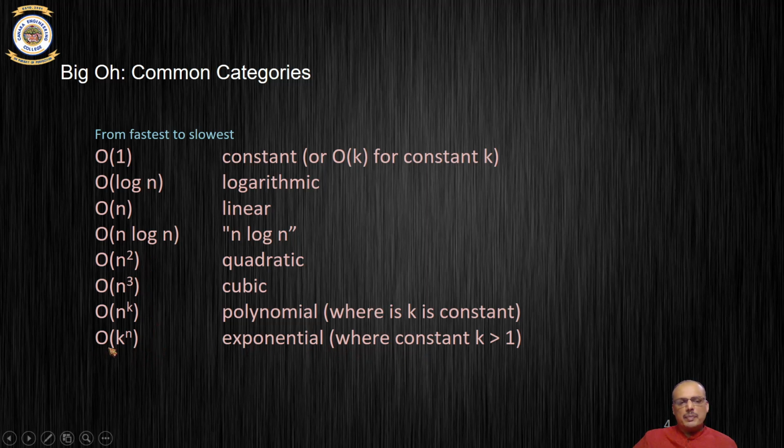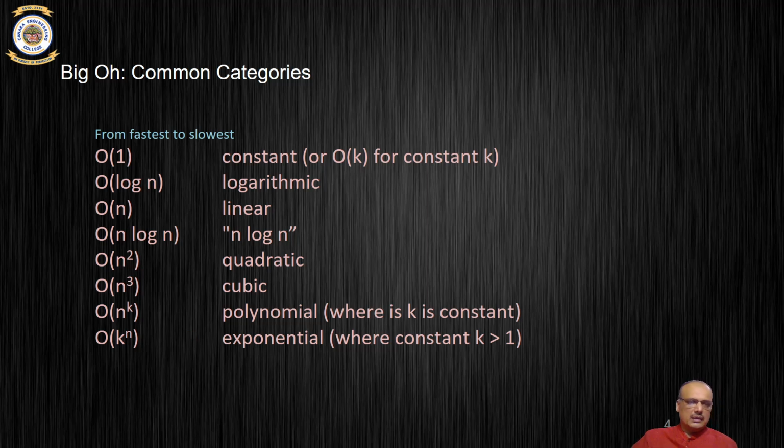After the polynomial comes the exponential series, where the complexity increases as a power of some constant raised to n, where the constant is always greater than 1. So we say O of k raised to n, where k is greater than 1. The exponential complexities are higher in order than the polynomial ones. These are some of the time complexities listed out in ascending order.